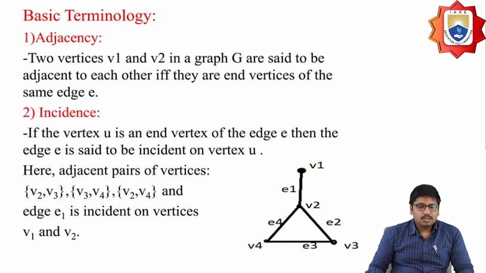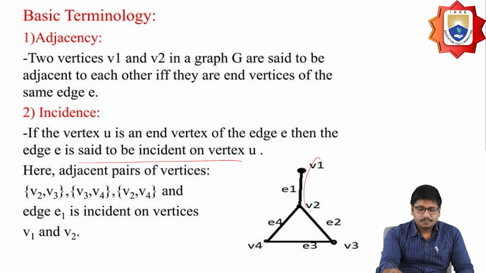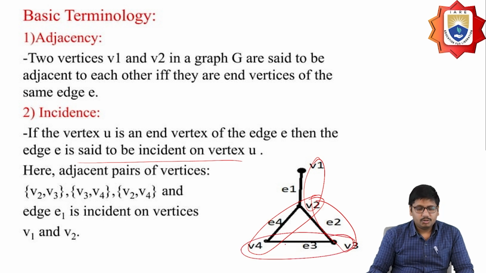So the basic terminology is that whenever I consider two vertices V1 and V2 in the graph, they are said to be adjacent to each other if and only if they are the end vertices of the same edge. For instance, if the vertex U is the end vertex of edge E, then I can say the edge is incident on vertex U. Here are some adjacent pairs of vertices: V1 and V2 are adjacent, V2 and V3 are adjacent, V2 and V4 are adjacent, and V3 and V4 are adjacent.